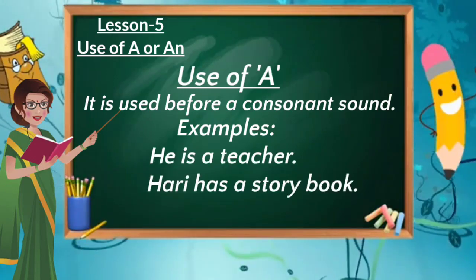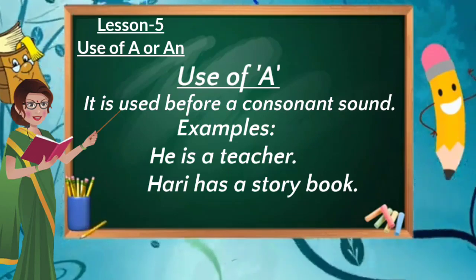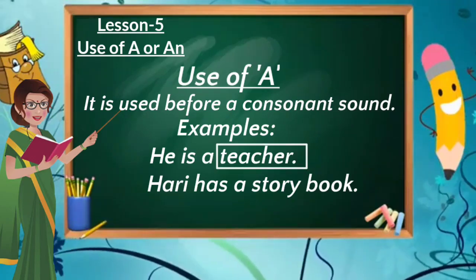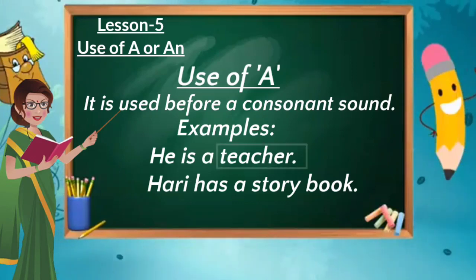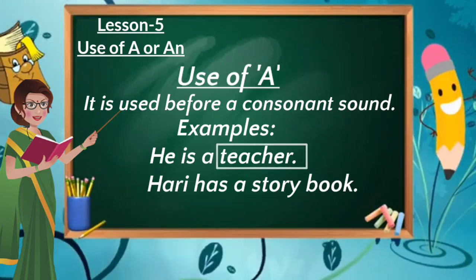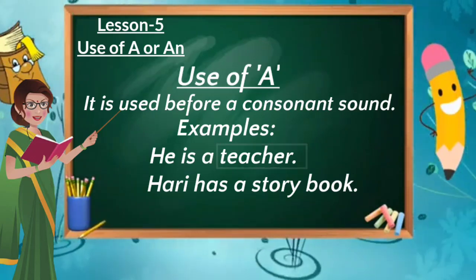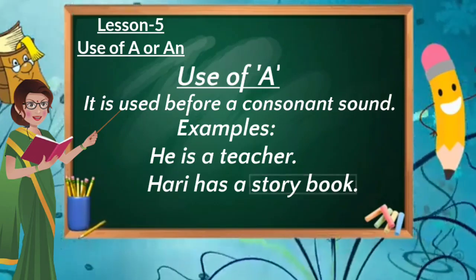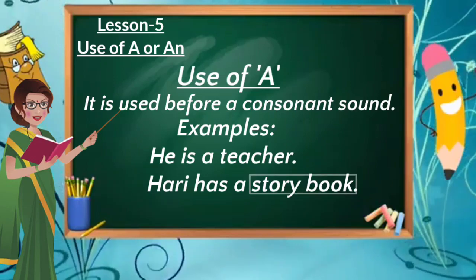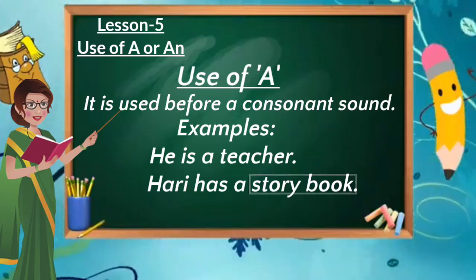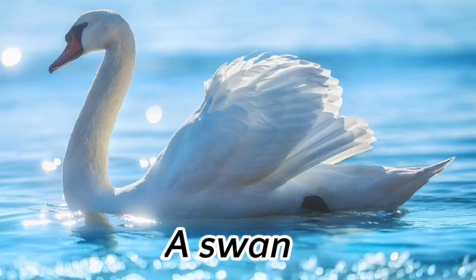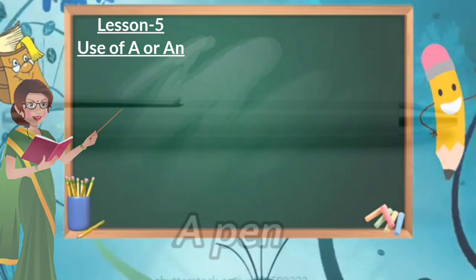Hari has a storybook. In the first sentence, teacher is a noun which begins with a consonant letter as well as a consonant sound, T. So before the word teacher, we use A. Same as in the second sentence, the word storybook also begins with both a consonant letter and a consonant sound. Like that, we can take some other examples: a swan, a child, a pen.